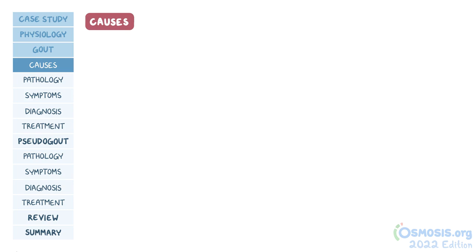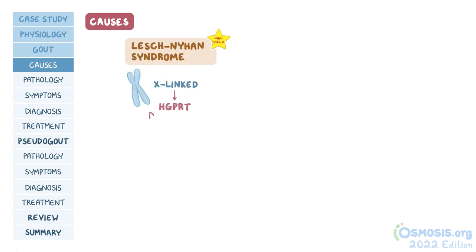Finally, there are some rare causes of uric acid overproduction that are high yield. For example, Lesch-Nyhan syndrome is an X-linked genetic disorder leading to HGPRT deficiency, which results in buildup of uric acid in all bodily fluids secondary to decreased purine recycling.